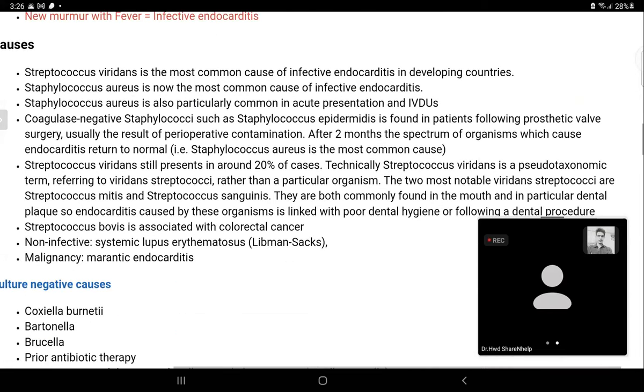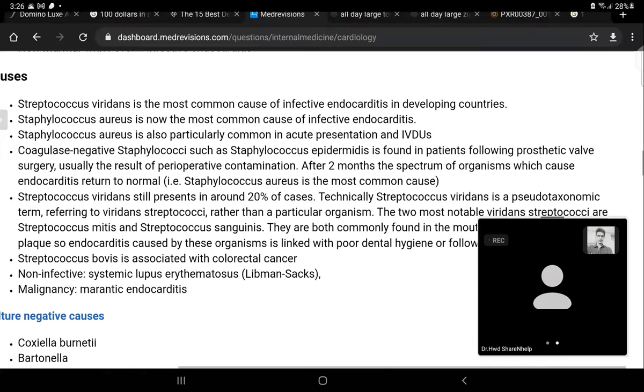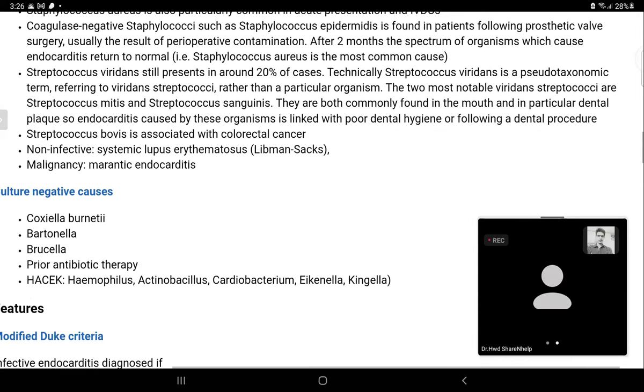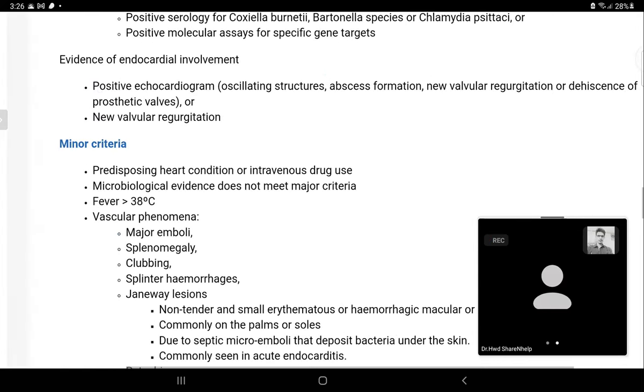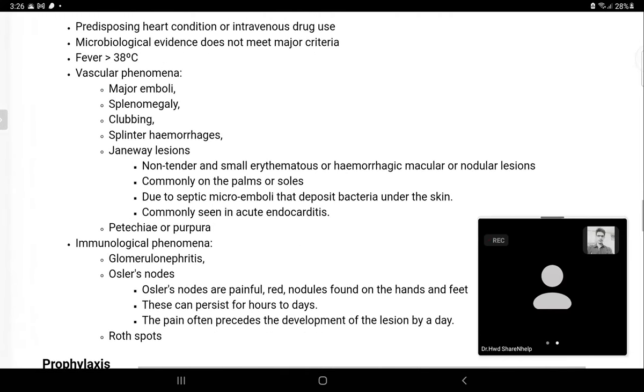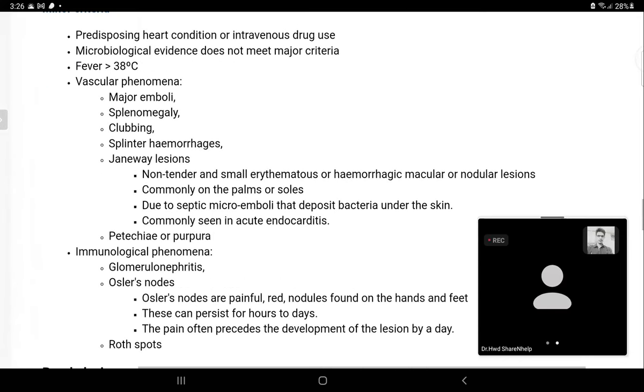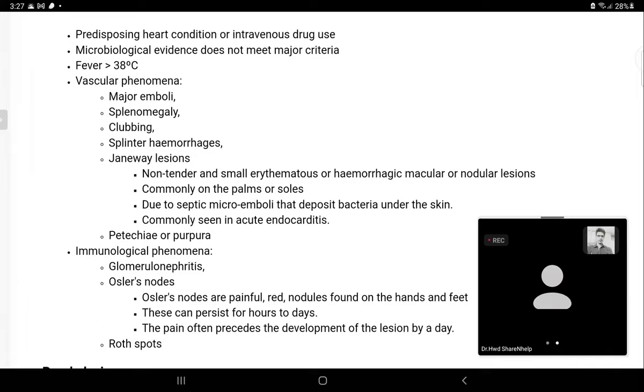When we're going through the following. I don't think that I should read the minor and major criteria. If you want, you can. Let me just give you the minor criteria just once, a brief review. If a person has a predisposing heart condition, is an intravenous drug user, microbiology or clinical evidence does not meet the major criteria. Fever, major emboli, splenomegaly, clubbing, splinter hemorrhages, Janeway lesions. These are the ones that you see as macular or nodular lesions in palms and soles.